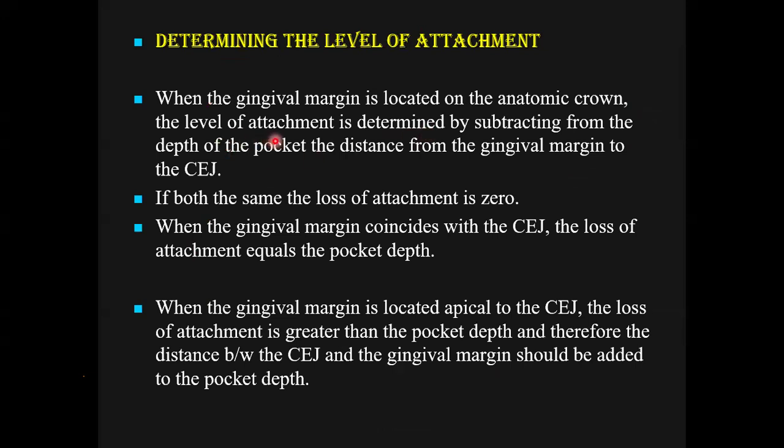when the gingival margin is located on the anatomic crown, the level of attachment is determined by subtracting from the depth of the pocket the distance from the gingival margin to the CEJ. If both are the same, the loss of attachment is 0. When the gingival margin coincides with the CEJ, the loss of attachment equals the pocket depth. And when the gingival margin is located apical to the CEJ, the loss of attachment is greater than the pocket depth, and therefore the distance between the CEJ and the gingival margin should be added to the pocket depth.